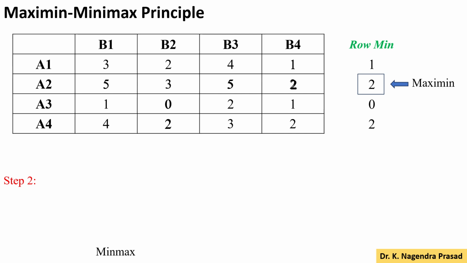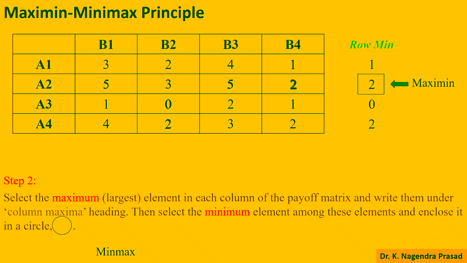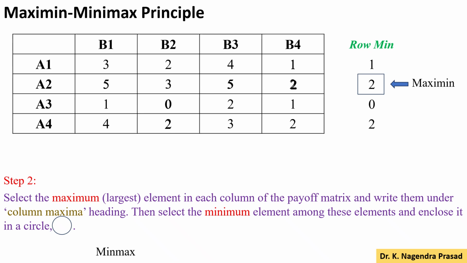The second step is to determine the minimax value by selecting the maximum element in each column of the payoff matrix and writing them under the column maxima heading. Then select the minimum element among these elements and enclose it in a circle. So first keep the column max heading, then select the maximum value from each column.